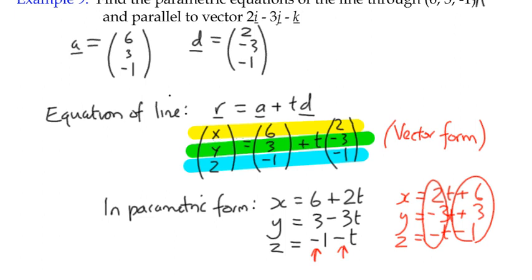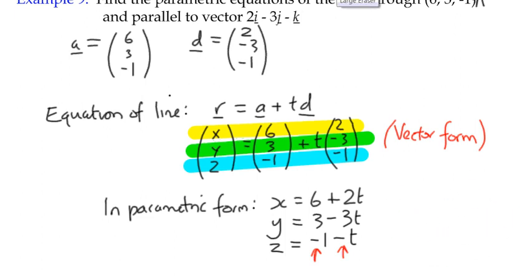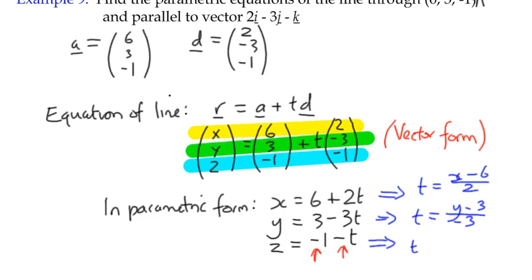Now, just going to rub this out because we're about to look at the very last form, which is symmetric form. And basically what it looks at is the fact that because each of these equations has a common parameter t, I could rearrange each of those equations. So the first one would become t is equal to x minus 6 over 2. In the second one, if we make t the subject of the formula, we would get y minus 3 divided by negative 3. And in the third one, we get z plus 1 divided by negative 1.